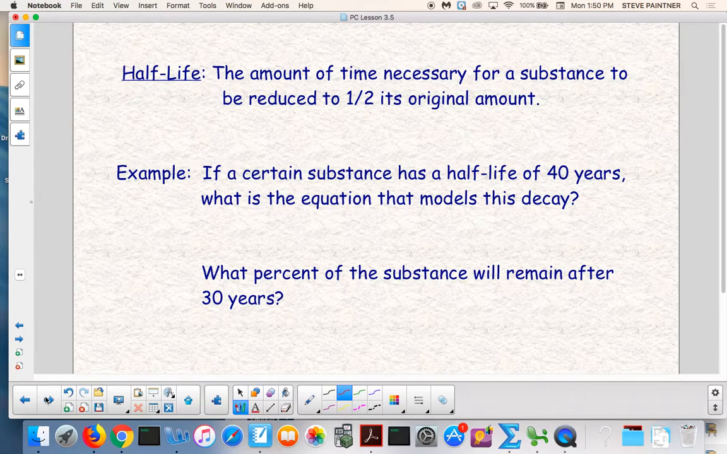So what does half-life mean? The amount of time necessary for a substance to be reduced to 1/2 its original amount. So if you wait so many years, it's half gone. That means 50% is gone and 50% is still there. Here's an example. If a certain substance has a half-life of 40 years, what is the equation that models this decay? I'll give you 30 seconds. I know you can do it. Give me the formula that will work on this problem every time.